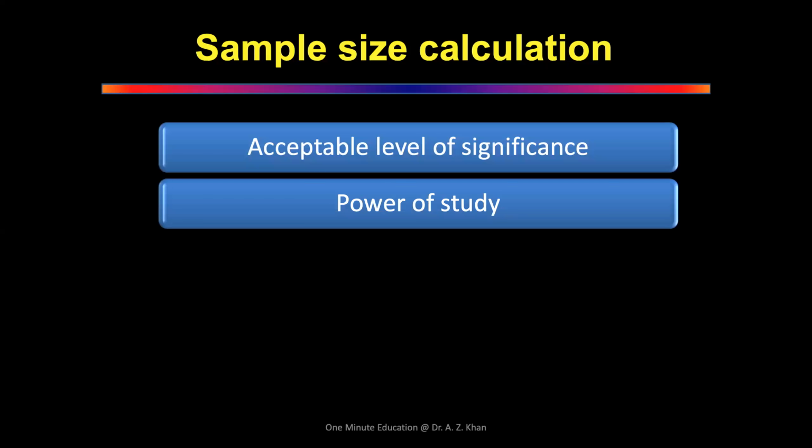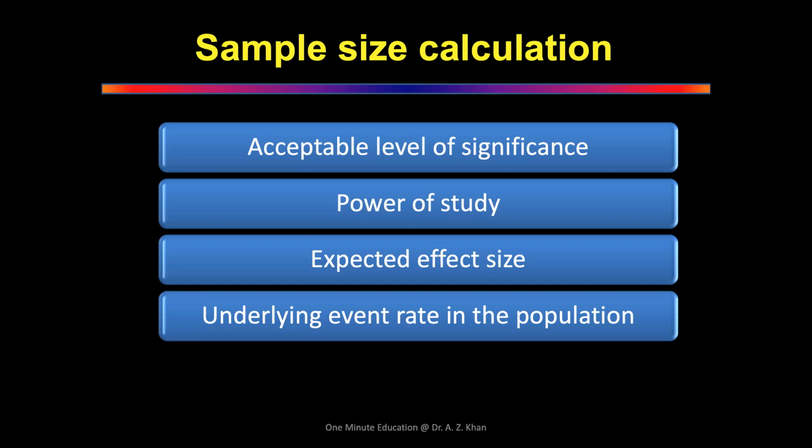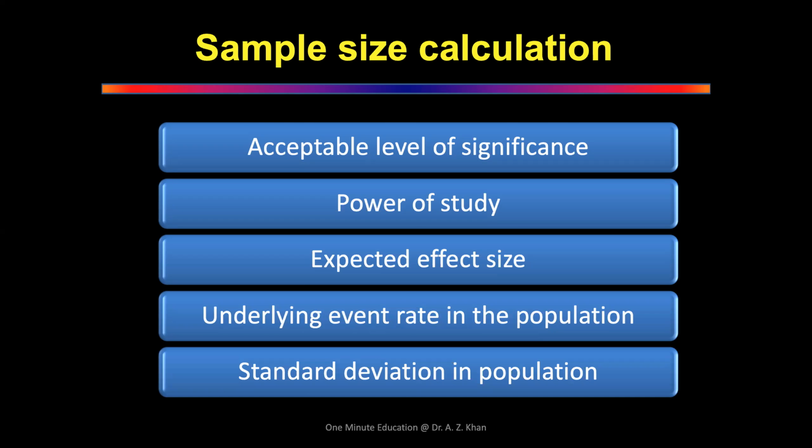The next thing you told me is about power of study. The third thing is expected effect size. Good. And the last thing is beta error. Prevalence, that's right. And once you know the prevalence, what else will help you in a sample size calculation? When you talk about prevalence rate, what is the next thing you will talk about? Standard deviation in the population, guys. Yes.